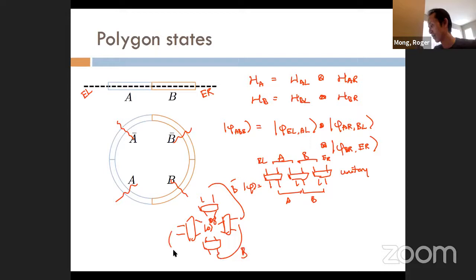I don't know if that's clear at all what I'm doing, but basically you take a product state, you apply four unitaries to it, and then you distribute the eight legs into the four respective regions. And this is basically what the canonical purification of a polygon state looks like. It also looks like a polygon state.